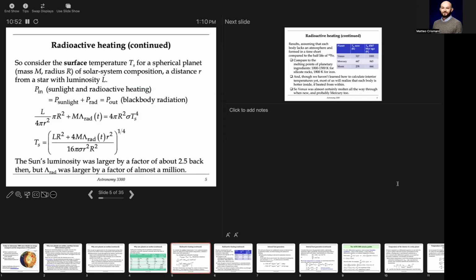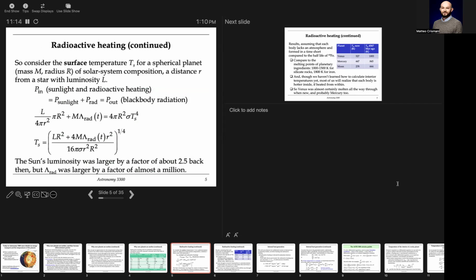All right, so let's consider the surface temperature of a spherical planet. We're going to assume that it has mass m and radius r. Okay, we're going to assume that it's a solar system composition at a distance r, little r, from the sun, with luminosity L. So the power in, that is the sunlight and radioactive heating, has to be equal to the power out in order for it to be a black body.